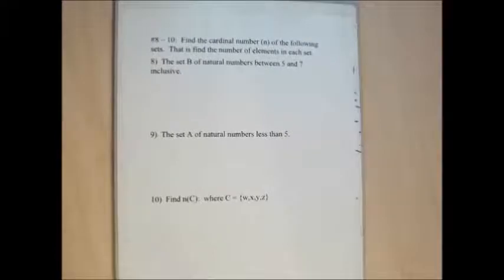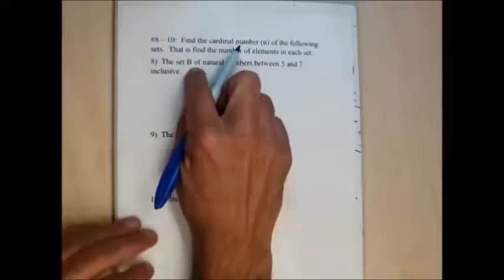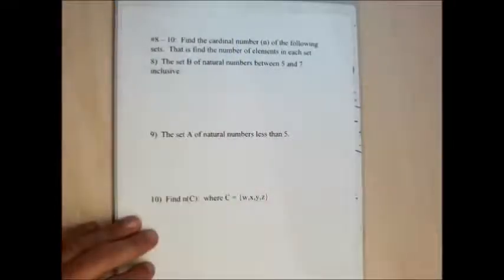8, 9, and 10 want me to find the cardinal number of a set, and the cardinal number is just the number of elements in a set. So in order to answer questions 8, 9, and 10, I need to know the elements of the set. So first, for problem 8, I'm going to find the elements of the set, and then my answer isn't going to be the set that I constructed. It's going to be the number of elements in that set.